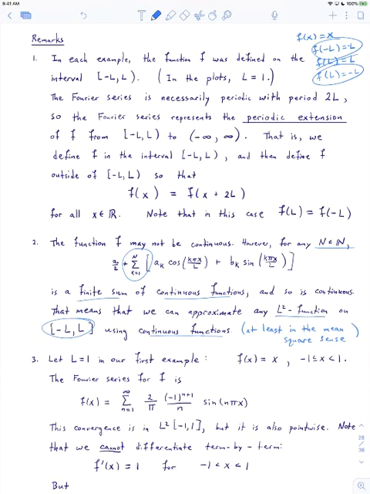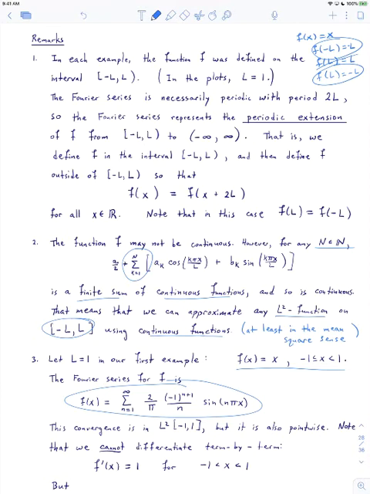So in our first example, let's let L equal 1, so it looks like the first plot. So in that case, we have f at x equals x from minus 1 to 1. So the Fourier series for f is given by this expression, which we computed, and here I'm just letting L be equal to 1. So this is the sum, n equals 1 to infinity, of 2 over pi times (minus 1) to the n plus 1, over n, sine of n pi x. Now this convergence is in L2, but it is also pointwise. So we know that f at x actually can be achieved in this way. We can actually compute it that way.